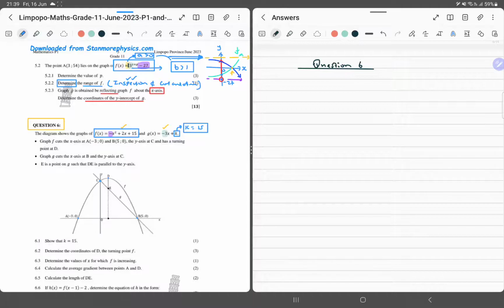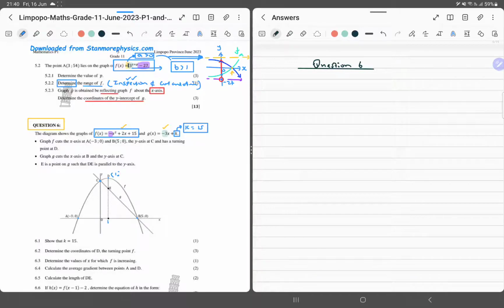Okay, we can determine the coordinates of the turning point. We don't have to worry. How can we do it? We know that the average of those two points, which are the x-intercepts, is going to give us the x-coordinate of the turning point. So 5 minus 3 is 2, 2 divided by 2 is 1. So we know that the x-coordinate of the turning point is 1. Then we substitute 1 into our equation there.